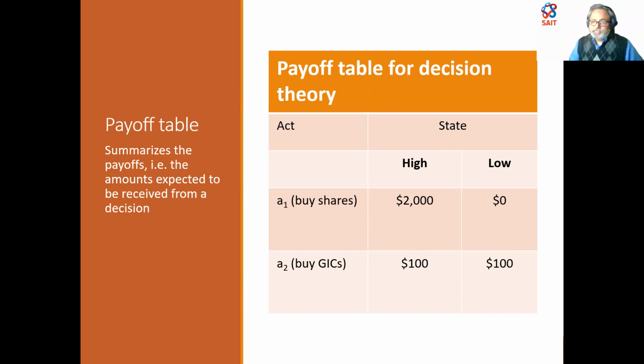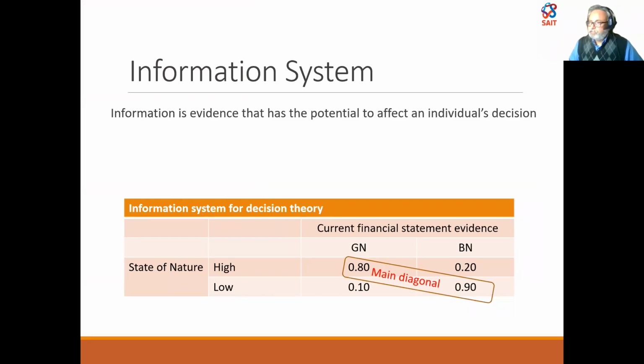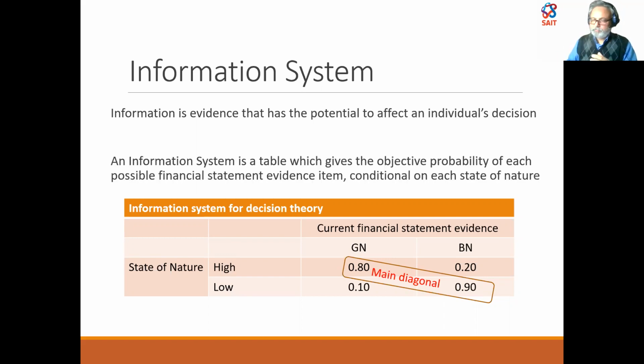Now, in order for them to decide, there is a concept of information system. Information is considered to be evidence that can affect an individual decision maker's action. An information system is presented in the form of a table, which gives you the probability of each possible evidence item conditional on the state of nature.